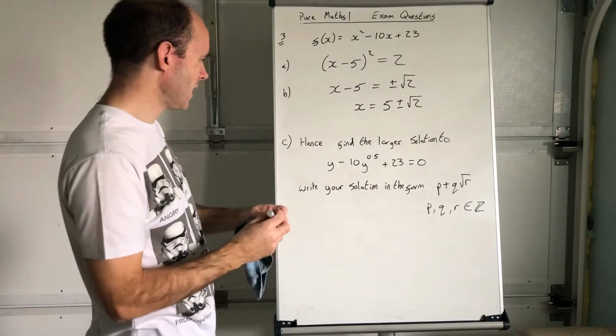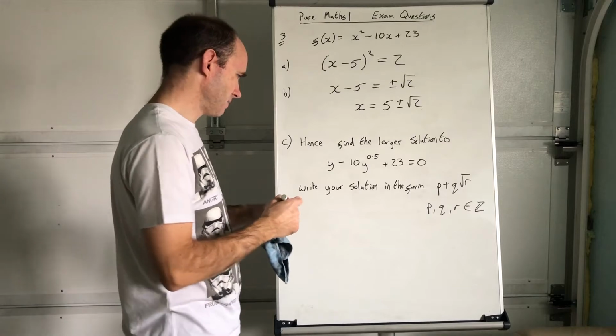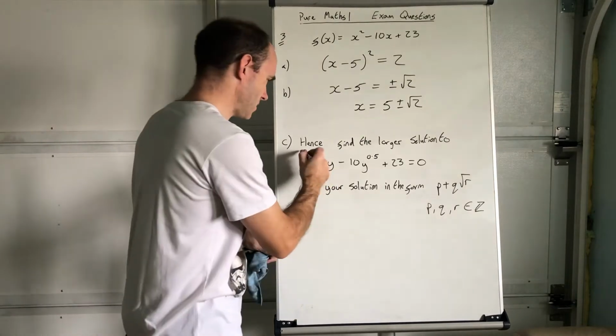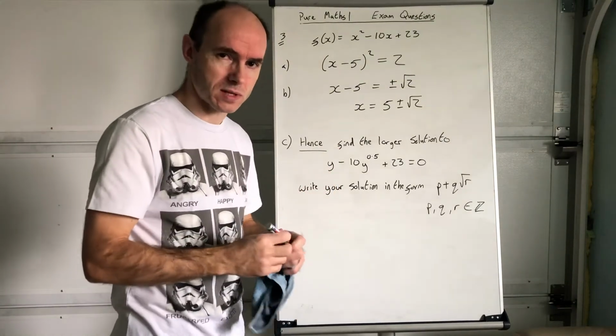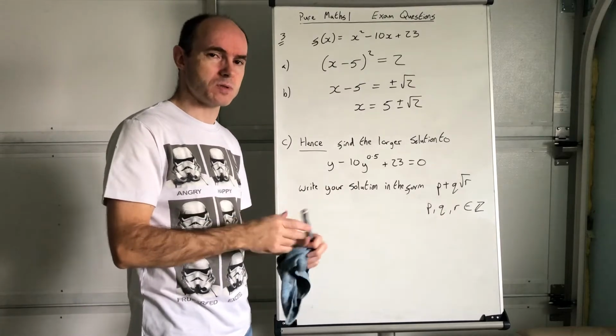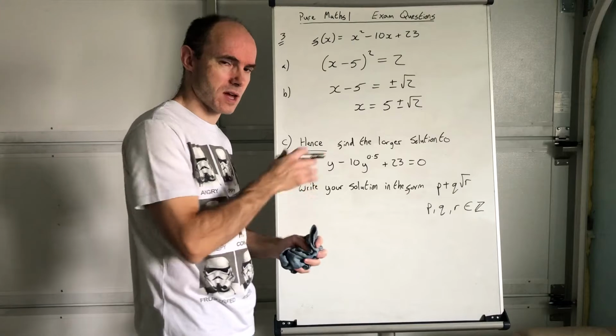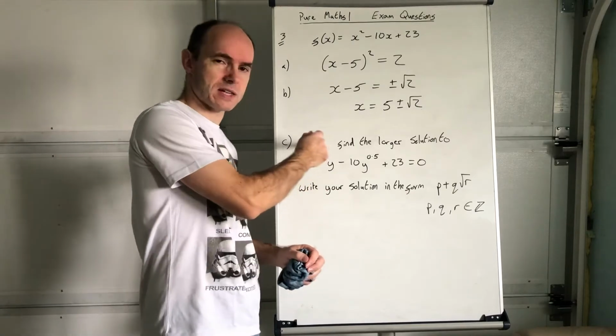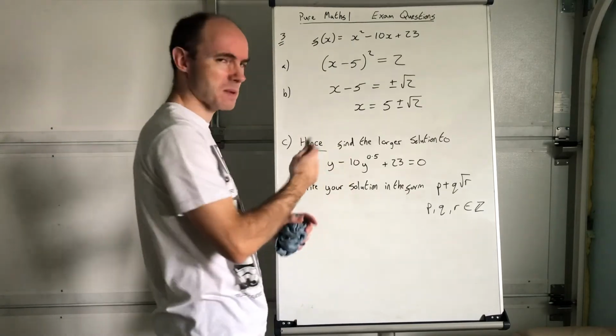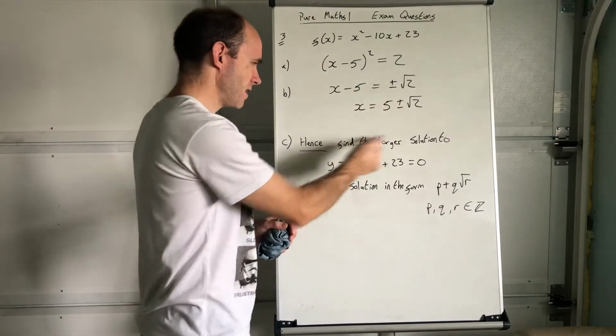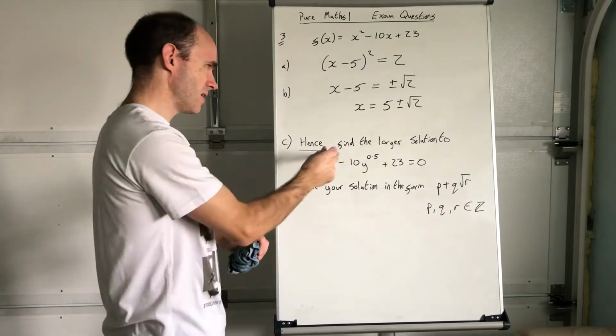Hence. The original question didn't say hence, but I put it in because it's commonly used. Hence means use what you've done previously to help you with the answer to the current question. What it was actually written as was use part B, which is a bit more obvious. Using this answer here, find the largest solution to this.